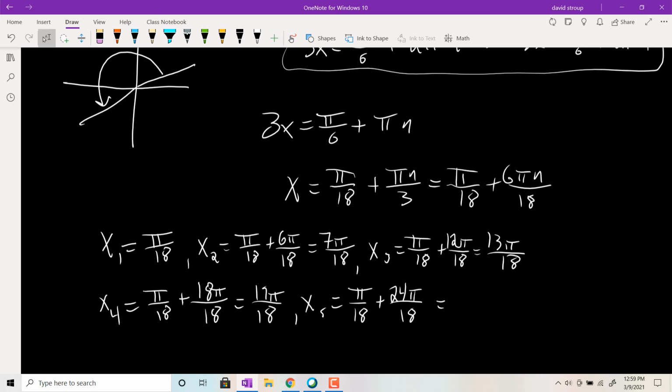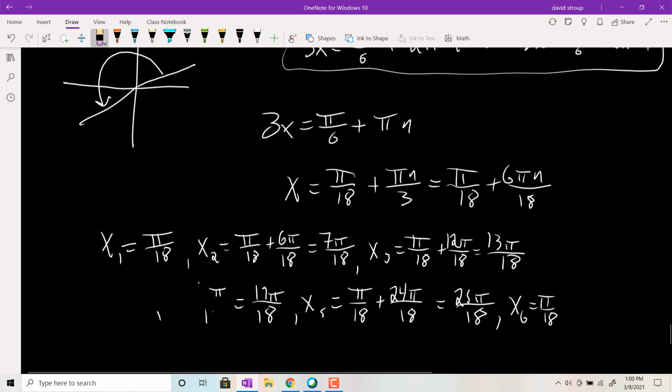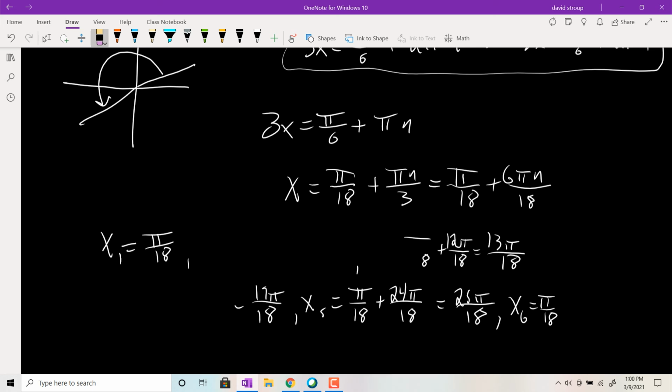I think we're getting closer to being done. This will be 25 pi over 18. x sub 6 will be pi over 18... I mean, you could just keep adding 6 pi over 18 to the previous one, right? Maybe that would be easier than writing it all out like this. This is just getting ridiculous. Computationally in my brain, I don't like this method.